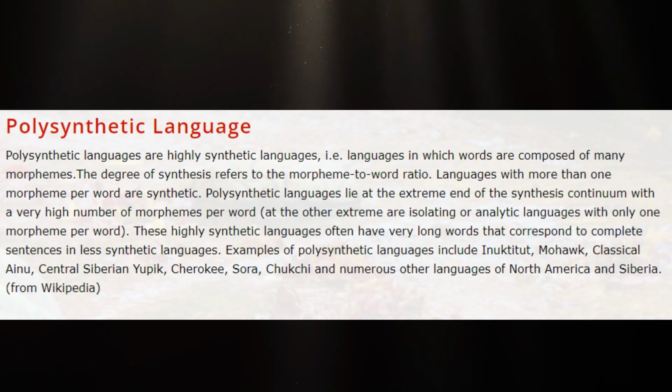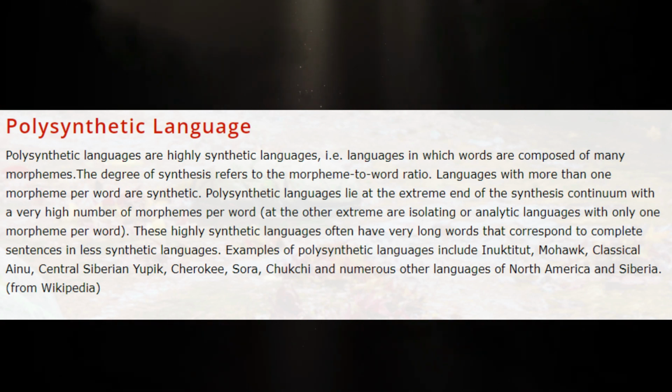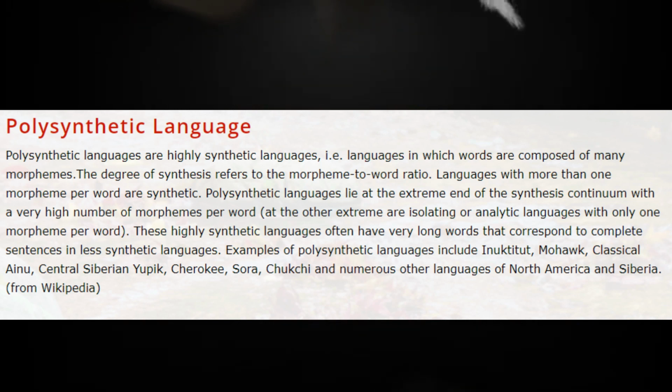Polysynthetic languages are highly synthetic languages. Languages in which words are composed of many morphemes. The degree of synthesis refers to the morpheme to word ratio. Languages with more than one morpheme per word are synthetic.